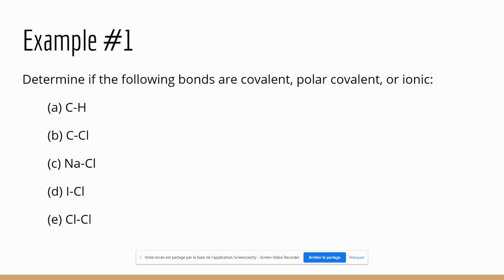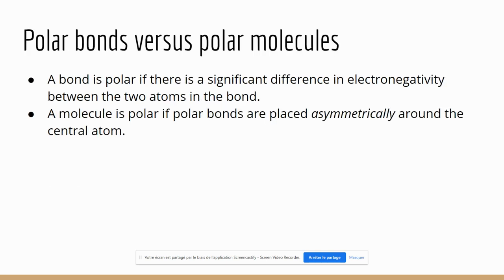So A, that is, I'm sorry, I just said polar covalent. I meant nonpolar covalent. So A is nonpolar covalent. B is polar covalent. C is ionic. D is polar covalent. And E is nonpolar covalent. Pause here.